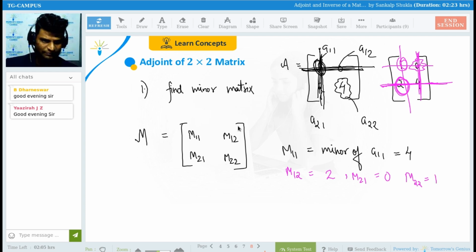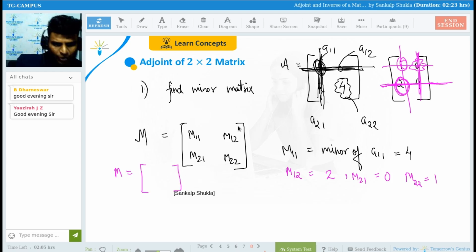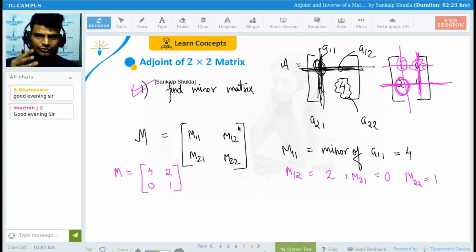Is that okay, everyone? Everyone present over here is able to find the minor matrix. Now what is the minor matrix? M is simply just put all the minors in place of their positions. So it is 4, M12 is 2, M21 is 0, and M22 is 1, like this. So this is the first step. If you are supposed to find the adjoint of a matrix, then the first step is you have to find the minor, or sorry, minor matrix. So you can find out the minor matrix in this way. I am sure this is clear.